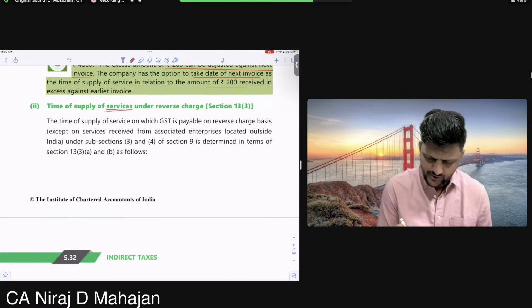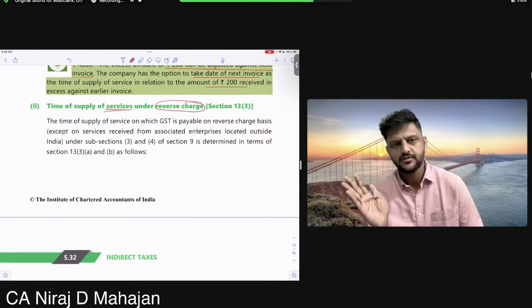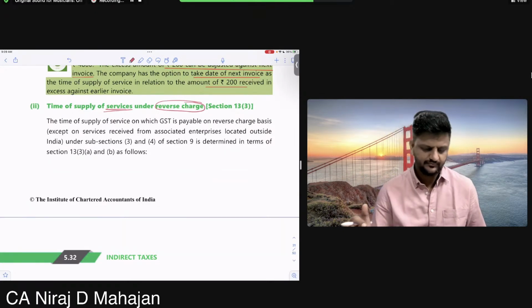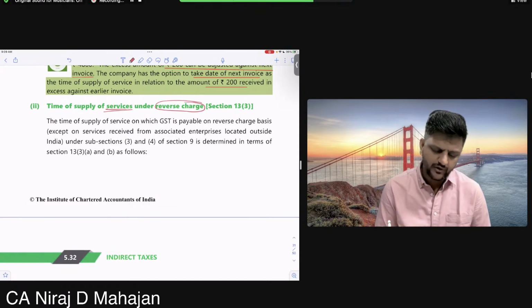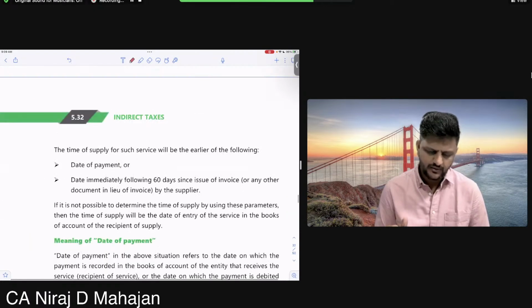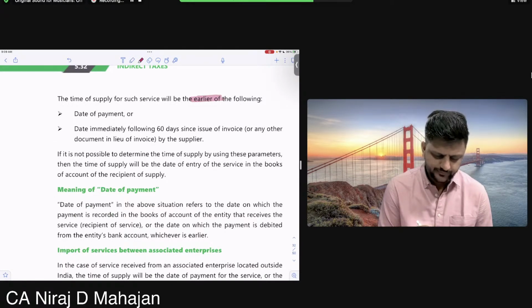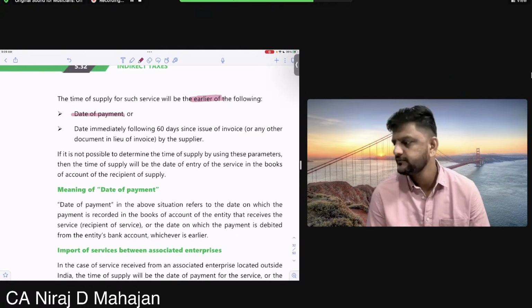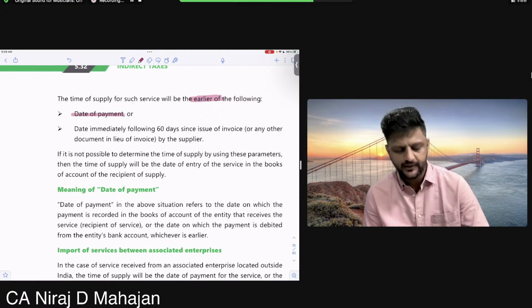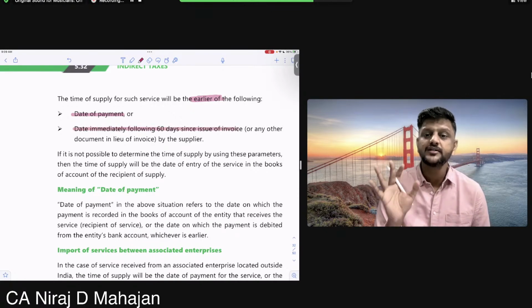Service, reverse charge. So you have to look at a total of 4 cases: goods and service, forward charge, reverse charge. So GST is payable on reverse charge basis. It will be the earlier of the date of payment. Okay, now we are talking about reverse charge basis: date of payment by recipient to supplier, or the date immediately following the 60 days since issue of invoice by the supplier. Date immediately following 60 days.